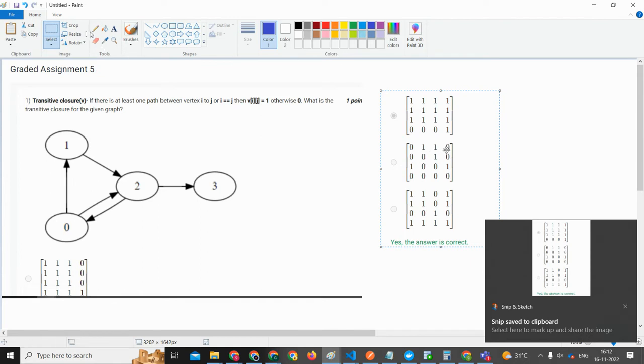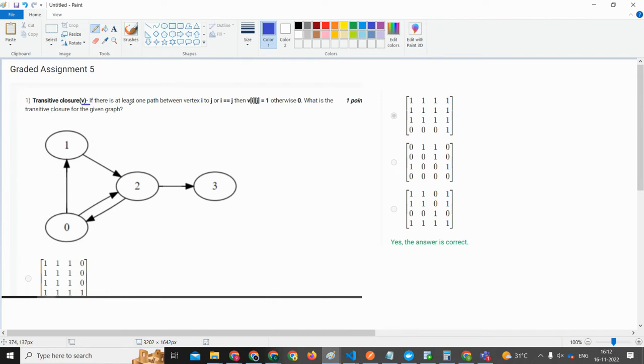Okay. So what is given in the question? Can you just read the question? Yes, sir. If there is at least one path between vertex i to j, i not equal to j, then V[i][j] equals 1. Otherwise, it's 0. Basically, if there is an edge from i to j, then it becomes 1, otherwise it becomes 0. Correct?